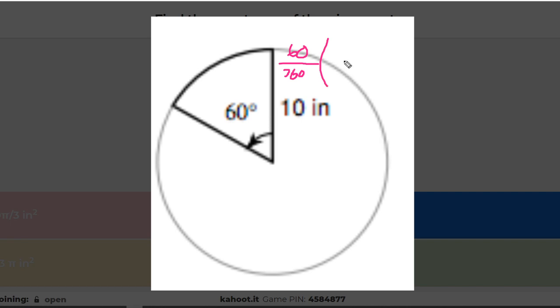And then what am I going to do with the 10? Square it. Yep. So 100 pi. Looks like there's a bunch of zeros. Oh, not a bunch, but I can cancel out these zeros. 6 over 36 becomes 1 over 6. So 1 over 6 times 100 pi just becomes 100 pi over 6.